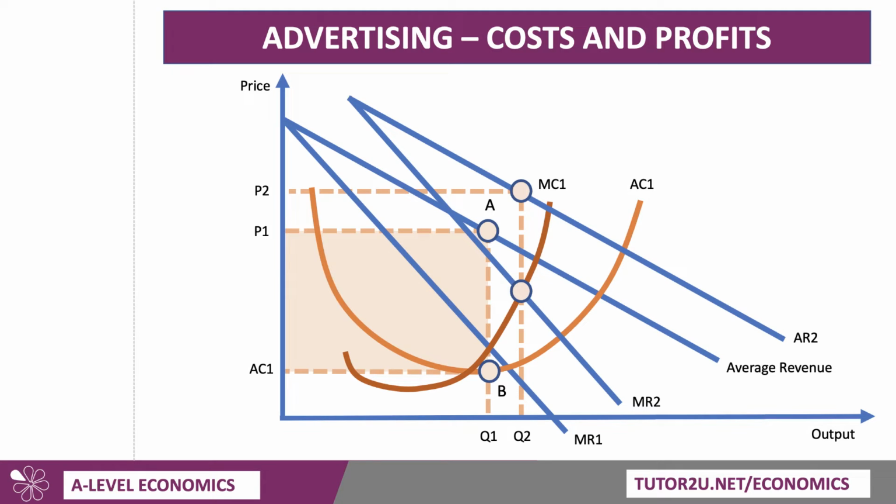Now, there's been a little bit of a change in cost. I'm going to assume that cost is more or less the same at AC1. But of course, the higher price and increased output causes an increase in total profits, shown by the green shaded area. So in theory, advertising can lead to higher supernormal profits.